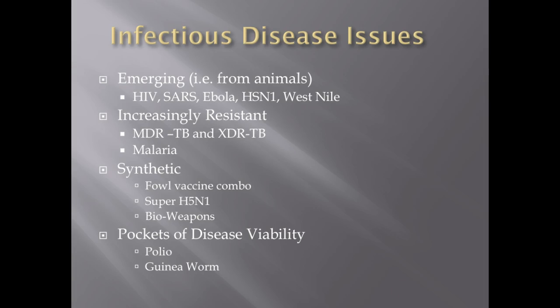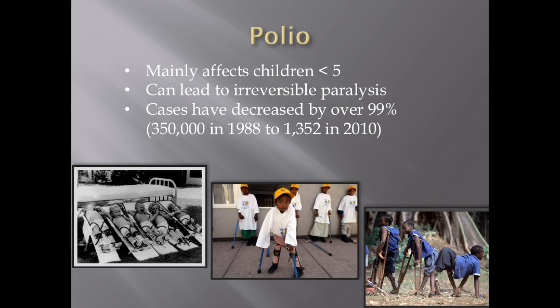The last of these disease issues are the pockets of disease viability, and in particular polio, and to a much lesser extent than a few years ago, guinea worm. I just sent out an article about guinea worm coming back a little bit. There were a couple more cases this year. It's something that we thought we could abolish, and we've been slowly working towards that. So let's take a look at polio.